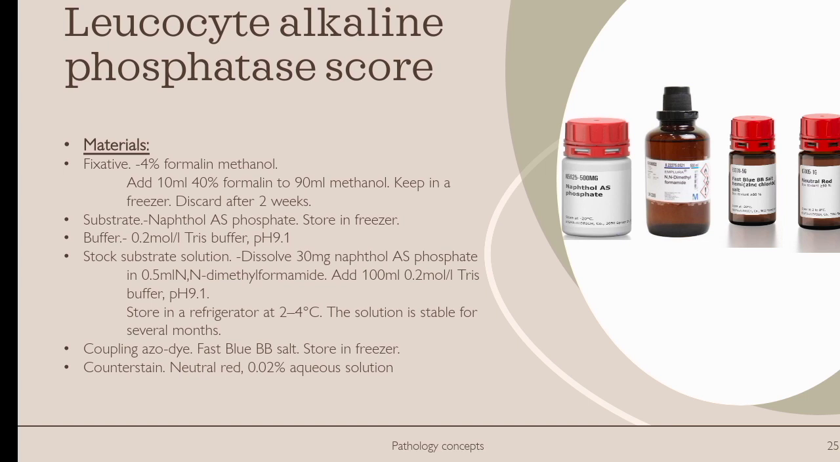Materials required are fixative, 4% formalin methanol; substrate, naphthol AS phosphate, stored in the freezer; buffer, 0.2 mole per liter Tris buffer pH 9.1. Stock substrate solution: dissolve 30 mg of naphthol AS phosphate in 0.5 ml of N,N-dimethylformamide and add Tris buffer, and store in the refrigerator at 2 to 4 degrees centigrade. The solution is stable for several months. Coupling azo dye, fast blue BB salt, stored in the freezer. Counterstain, neutral red, 0.2% aqueous solution.